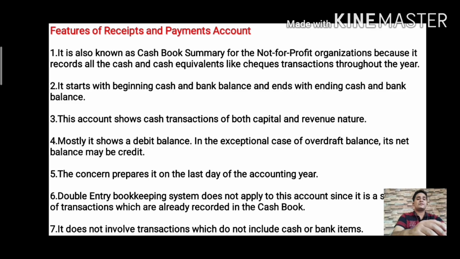Point number 7: it does not involve transactions which do not include cash or bank items. Only those items related to cash are included while preparing the receipts and payments account. The non-cash items are not recorded. Always remember that only the items or transactions related to cash or bank are recorded while preparing the receipts and payments account.